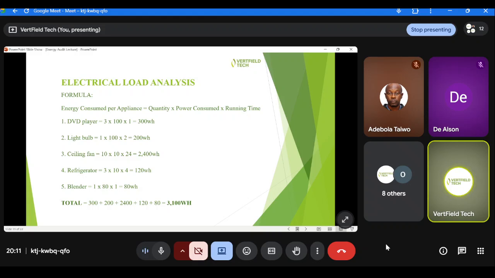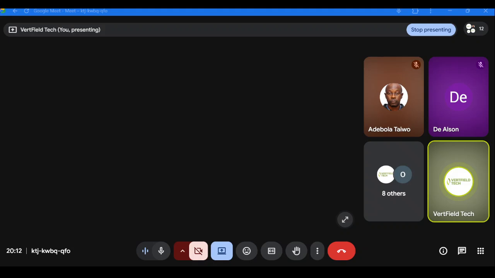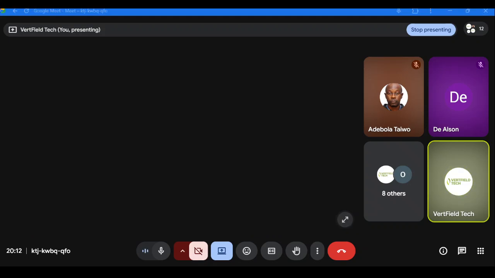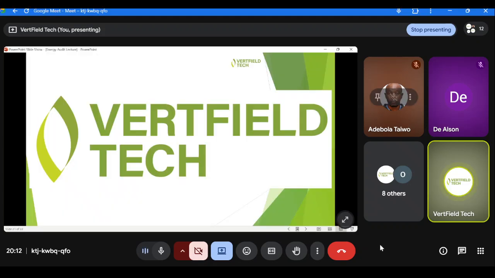And that is what we have just done by getting the energy consumed by the DVD player to be 300 watt hour, the light bulb 200 watt hour, the ceiling fan 2400 watt hour, the refrigerator 120 watt hour, and the blender 80 watt hour. If we add everything up, it gives you 3100 watt hour. That is how we arrived at this answer on this table that you can see here right now. All right. I hope we are good right now.